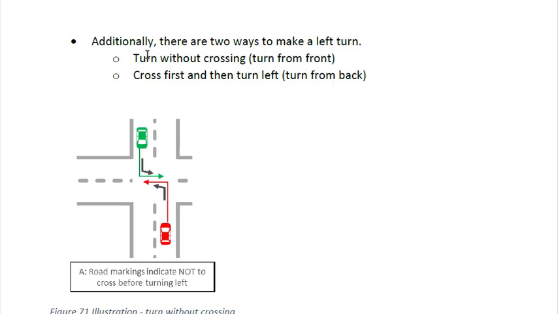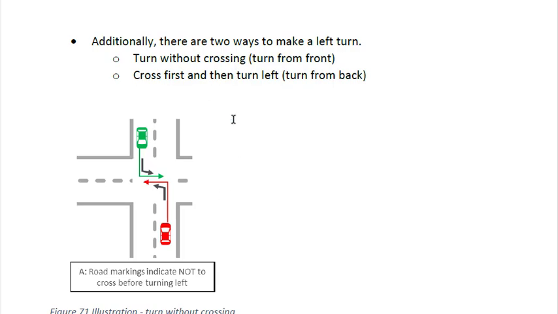So when do you turn without crossing? You turn without crossing only when there is a road marking that indicates that you must turn without crossing. So road markings indicate not to cross before turning left, right? So in this case, the road marking says that don't cross but turn left before crossing. So that's the scenario that you will follow, that turn without crossing if there is a road marking.